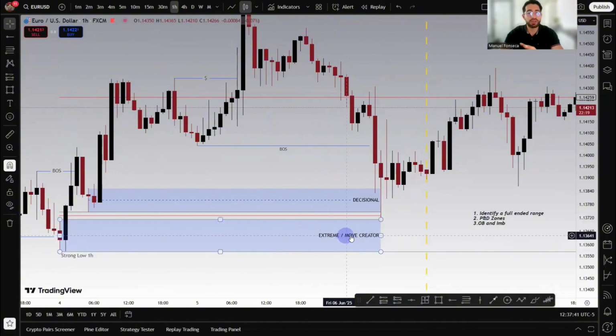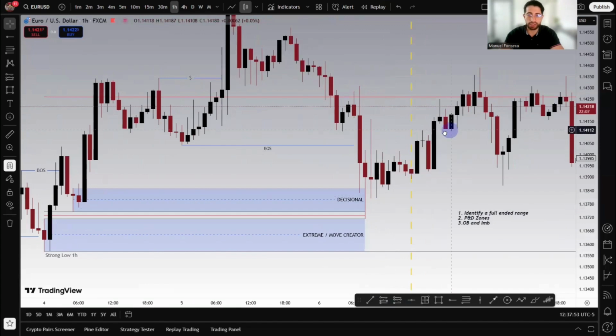Personally, I don't like it too much because it's just a brief, very gentle touch. I rather prefer to say that it's in the imbalance, and that's it. From this point, it continues up.